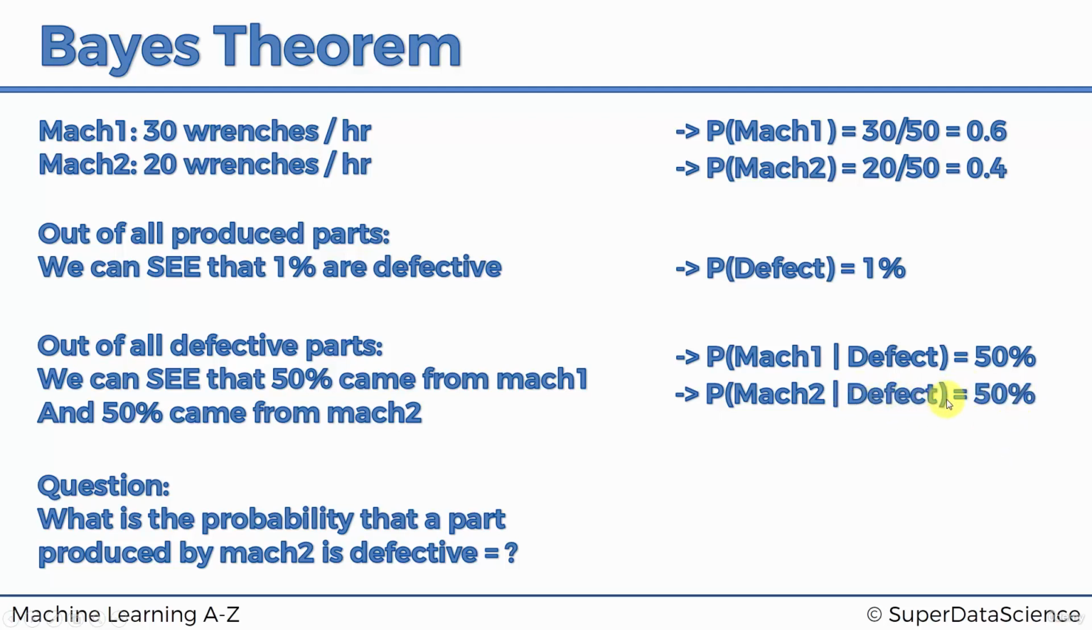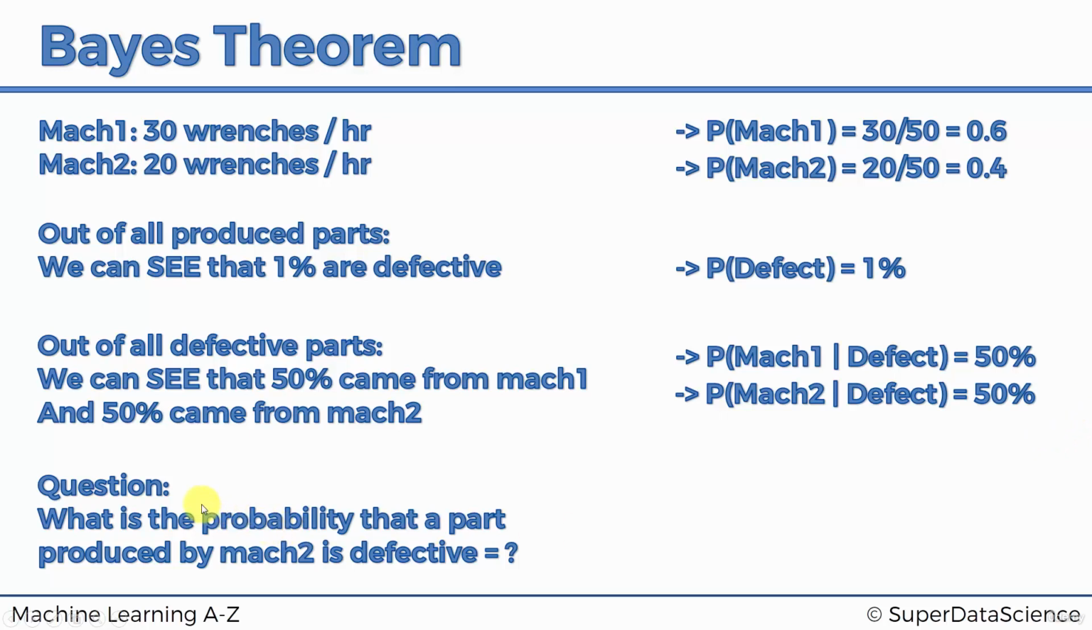So if you take any part or any wrench, you pick it out from the defective pile, the likelihood that it was originally produced by machine 2 is 50%. So you can tell right away that machine 2 seems to be producing disproportionately more defective parts than machine 1, right? It's only producing 40% of the output, but it's accounting for 50% of the defective parts.